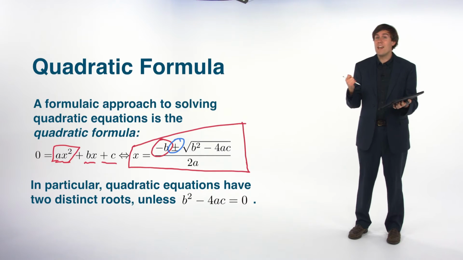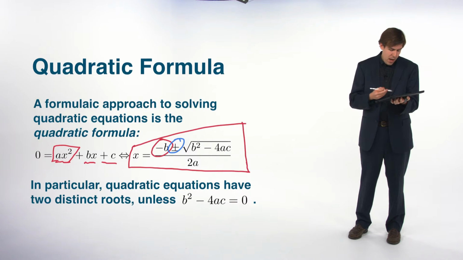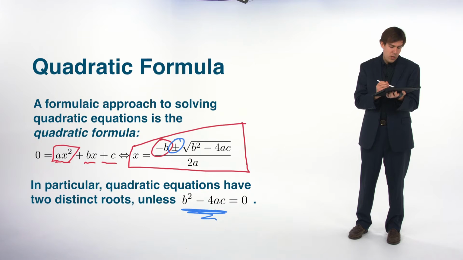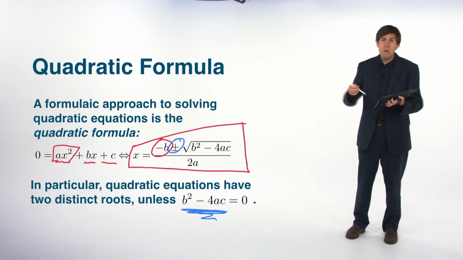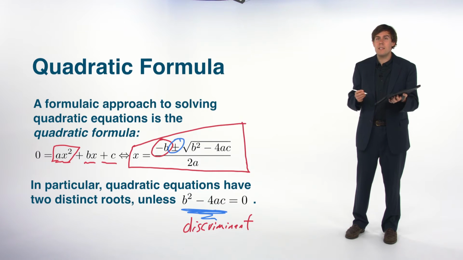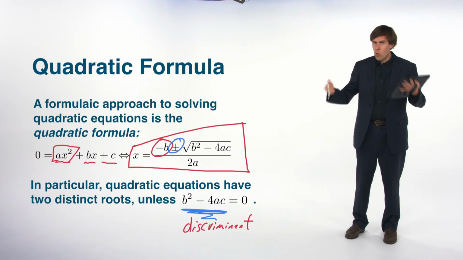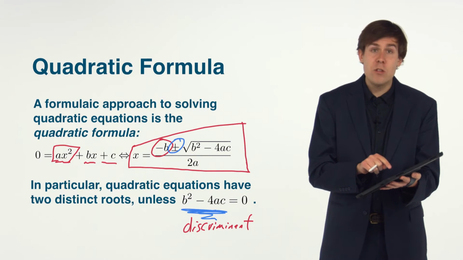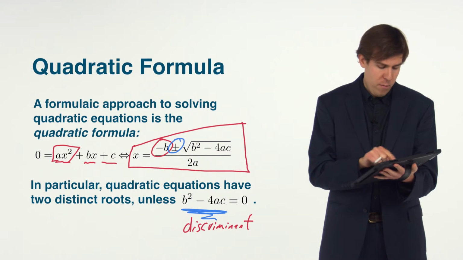There is one case in which we only get one solution, and it's when this b squared minus 4ac is equal to 0. In that case, in the quadratic formula, we're adding and subtracting 0, so it doesn't do anything. This is called the discriminant, so named because it lets us discriminate between the cases in which we have two solutions, which is normal, and the exceptional case where we only have one. Okay, so let's look at a few examples of applying the quadratic formula.